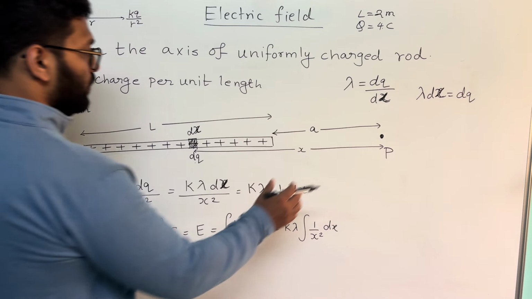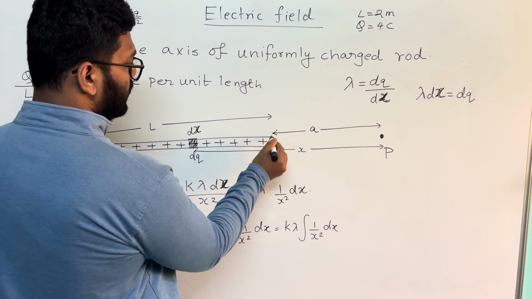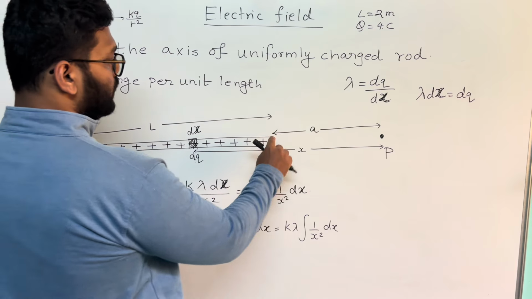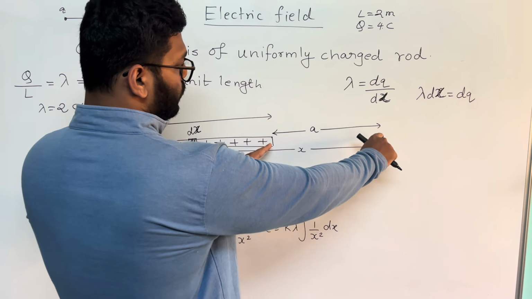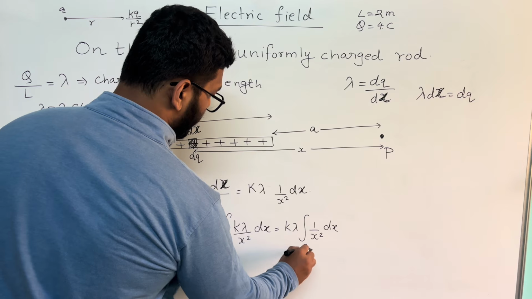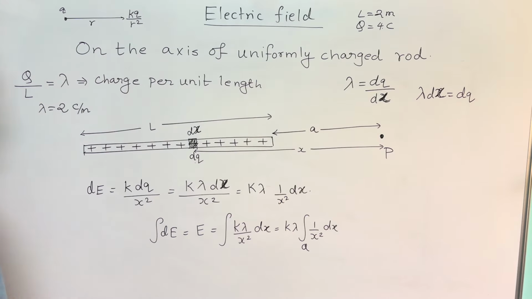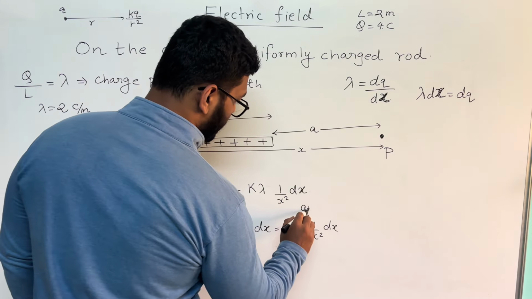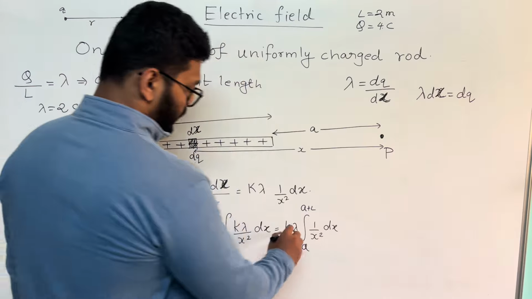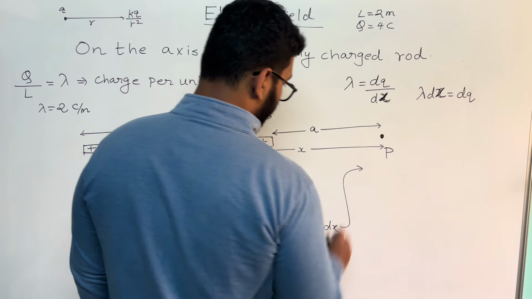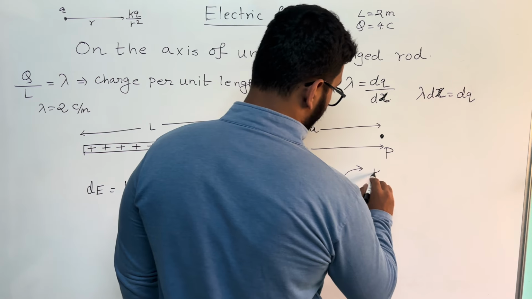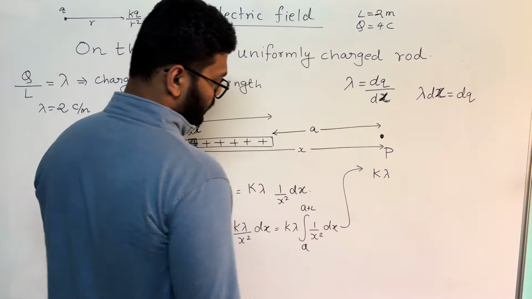Now what is the limit? The limit will be from this charge. This is the first charge that I am going to take, so that will be x equal to a. The last charge is here, at a distance a plus capital L. So this will be a plus capital L. If I do the integration, this will be k lambda, 1 upon x square dx.